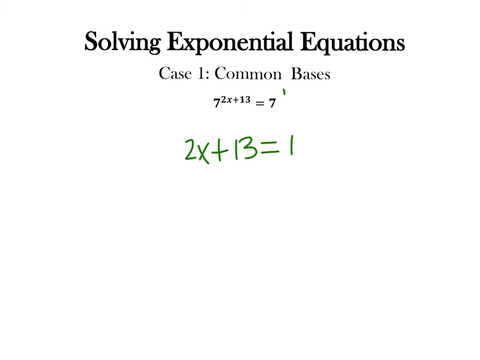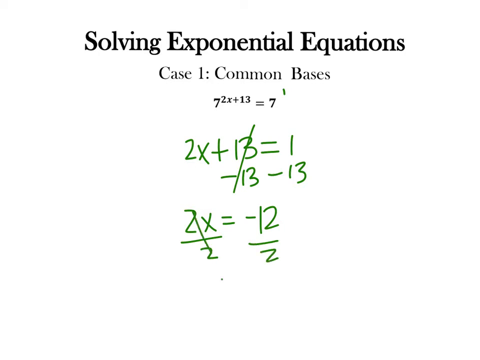Therefore, the exponents must also be equal. And here we just solve for x. We move 13 over. We get 2x equals negative 12. Divide both sides. X equals negative 6. As always, plug it back into the original equation and verify the solution. We always want to check if we have extraneous solutions or not.